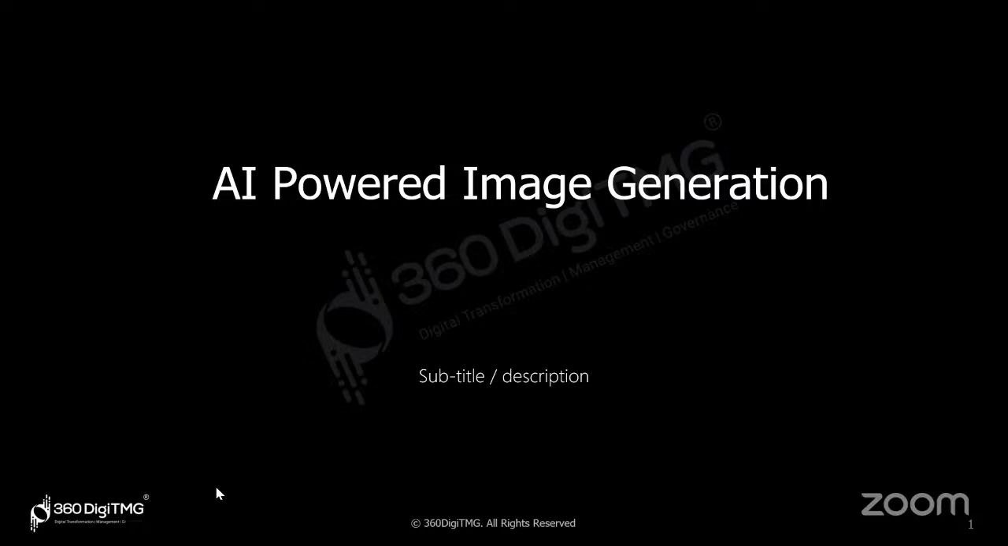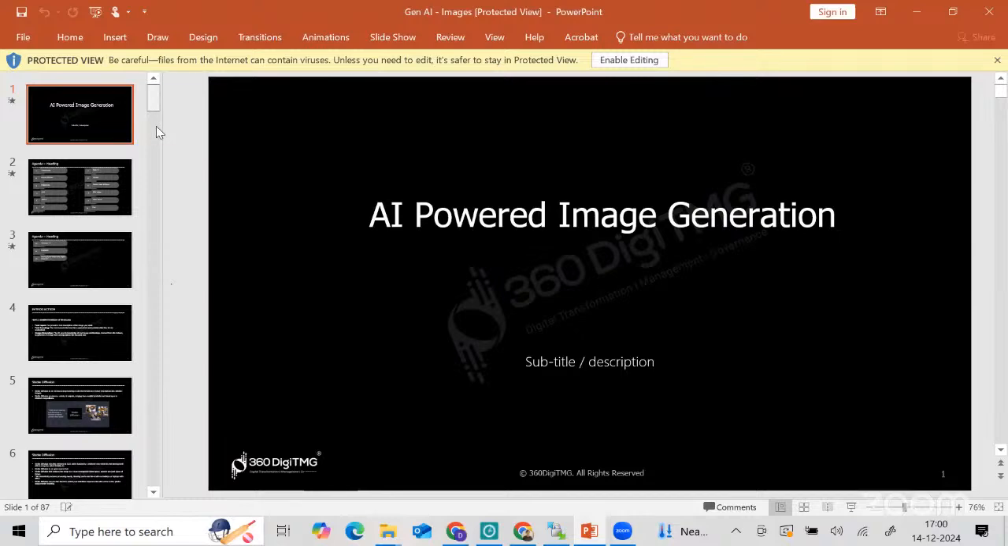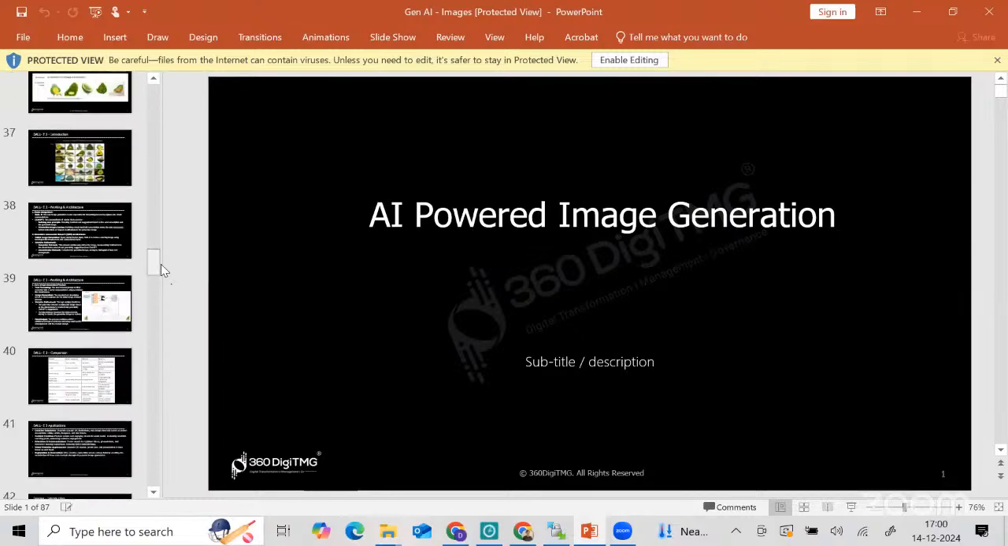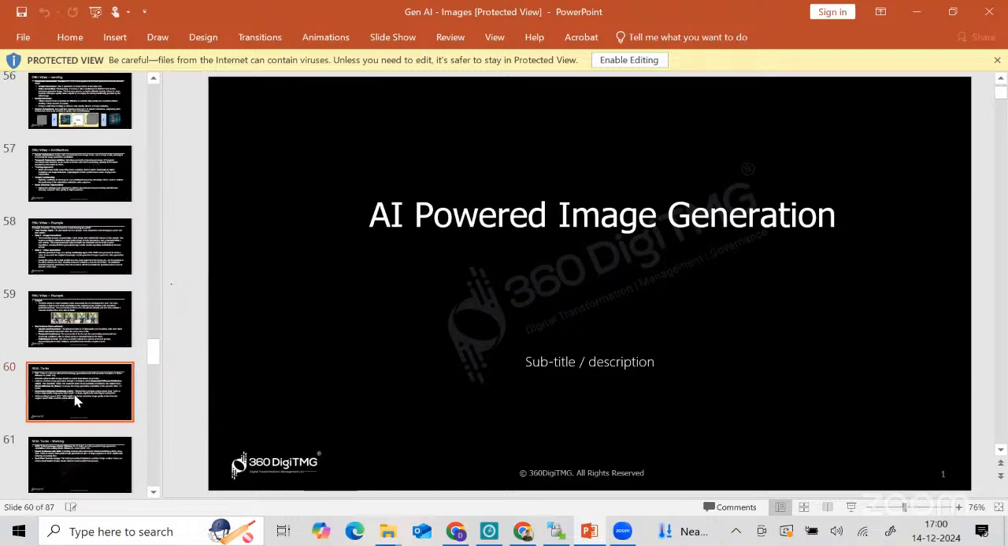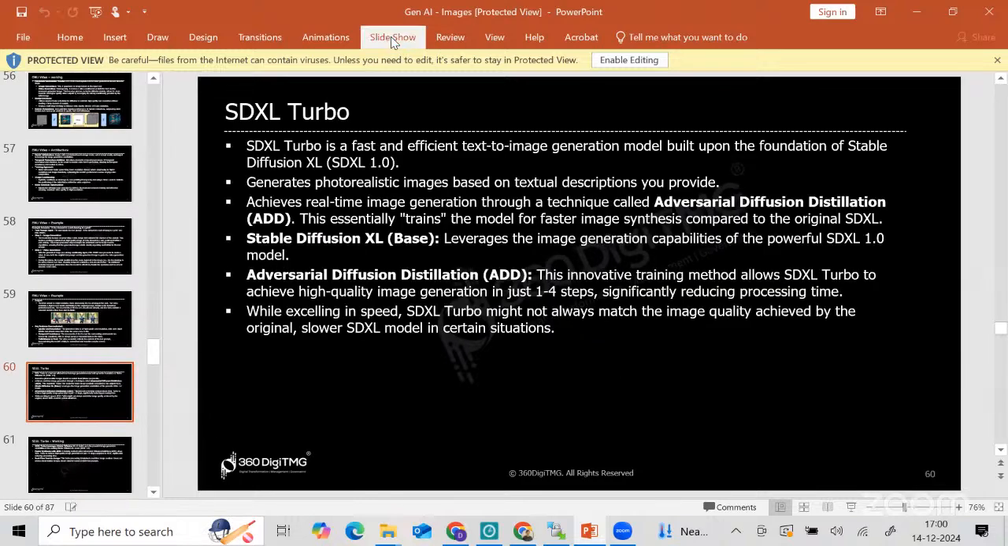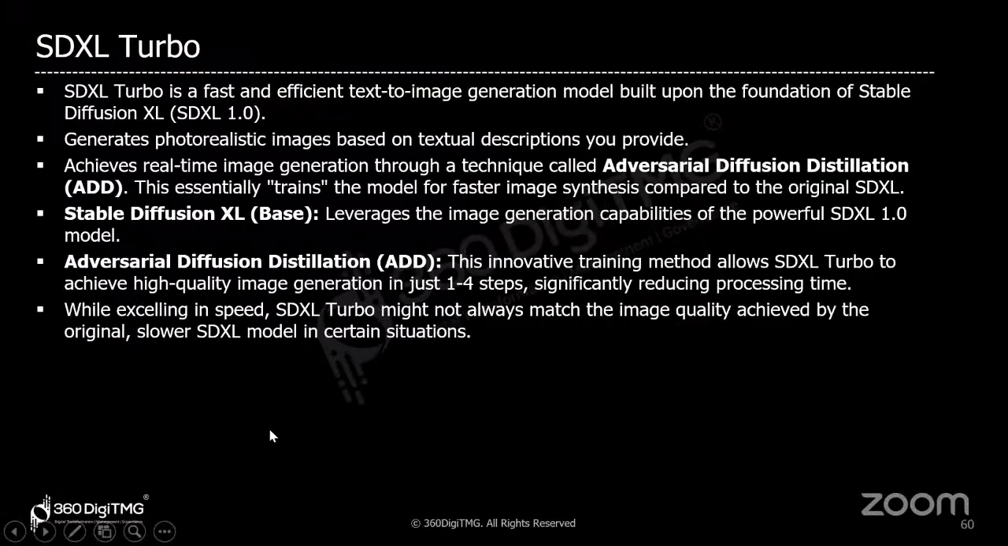Today we are going to discuss the AI-powered image generation topic, which we have been continuing for the past few weeks. In today's part, we are going to understand the SDXL Turbo tool, for converting text into images.